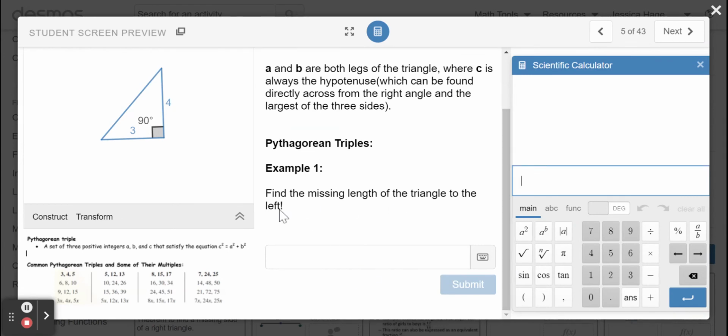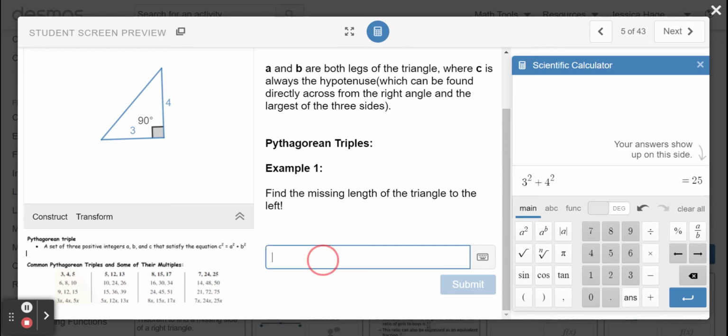Okay, so find the missing length of the triangle to the left. We know that 3 and 4 are A and B. So we want to type in A squared plus B squared. 3 squared is going to be your button to the left where it says A squared, plus 4, and hit that A squared again. A stands for any number that could be squared. And that is going to give you 25.